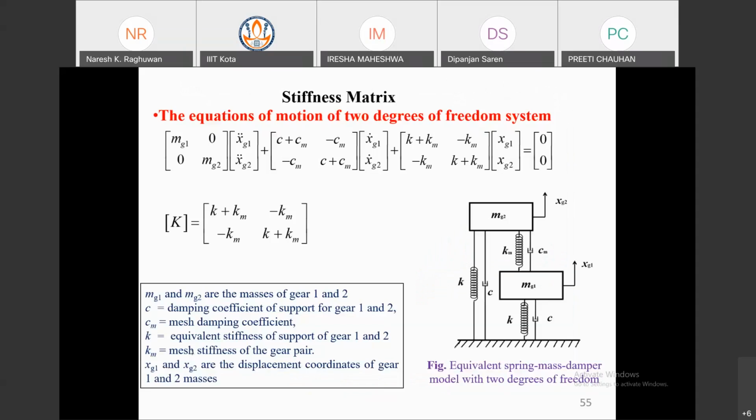Suppose the stiffness matrix we are focusing on here is K plus Km, where Km is the mesh stiffness. This is a symmetric stiffness matrix, and I am considering a 2 degree of freedom spring mass system, and comparing it with the experimental result up to the two natural frequencies.